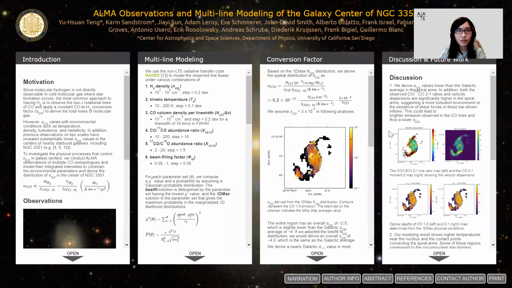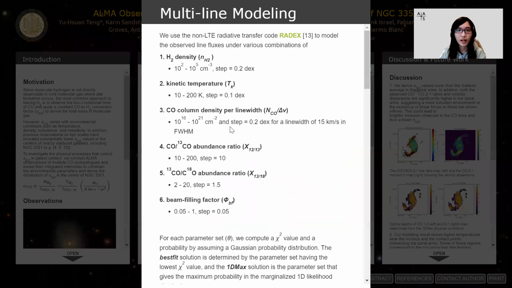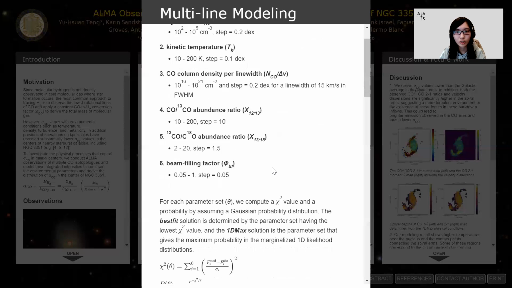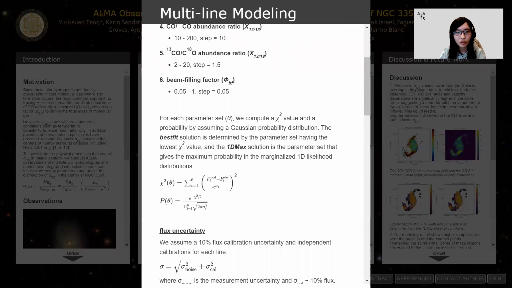And to determine the physical conditions of different regions in the galaxy, we use RADEX to model the flux under various combinations of physical parameters, which include the H2 density, kinetic temperature, CO column density per line width, the 2 CO isotopic log abundances, and the beam filling factor. And then for each pixel on the image, we compare these models with our observations, and compute the chi-square values and probability distributions to get the best fit, or the highest likelihood, physical parameters.